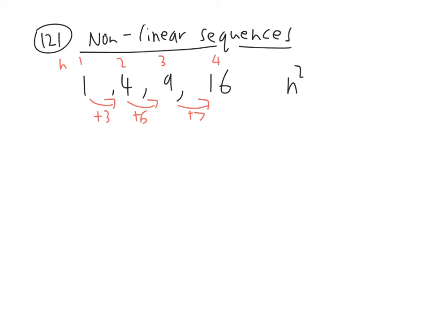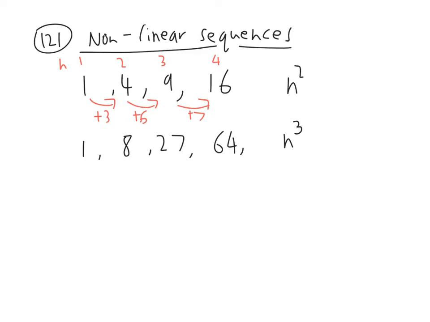Less common, but could also come up, would be the cube numbers. So 1 cubed, and then 2 cubed, 27, 64, and so on. So the rule for that one, get n, cube it: 2 cubed, 3 cubed, 4 cubed, n cubed. So we've got n cubed for that.